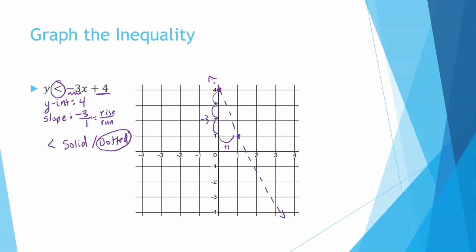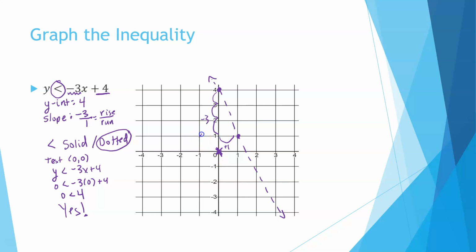And last but not least, we need to fill or shade a region. So we use our test point. Again, I check 0, 0 is not on the line, so I can test that, which means I take y is less than -3x plus 4. I plug 0 in for my x and y, and I ask myself, is 0 less than 4? And this time I answer yes. Because 0 is less than 4, that means this is a solution.